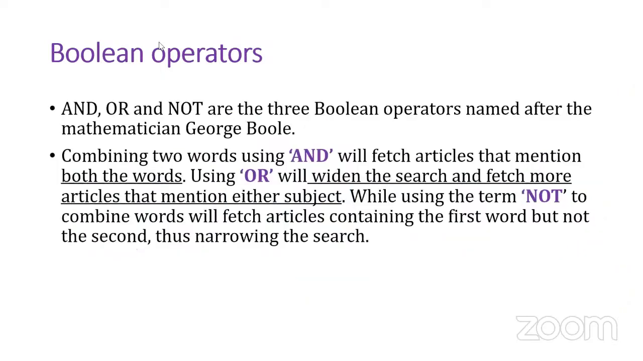So AND, OR, NOT are the three Boolean operators named after George Boole. Combining two words using AND will fetch articles that mention both the words. Using OR will widen your search and fetch more articles that mention either subject, while using NOT to combine words will fetch articles containing the first word but not the second, thus narrowing your search.